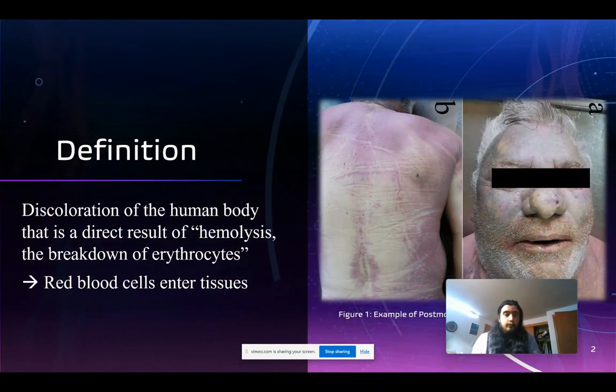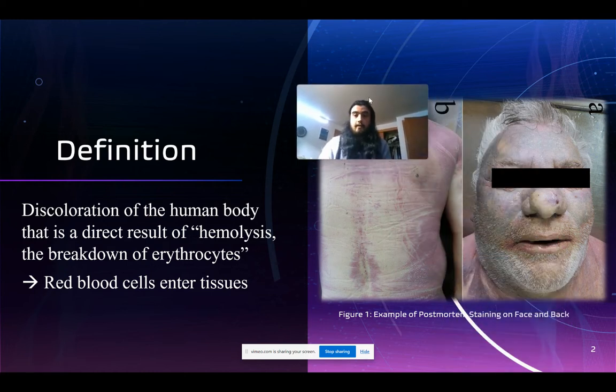By definition, postmortem staining is the discoloration of the human body that is a direct result of hemolysis, or the breakdown of erythrocytes. In other words, it's the breakdown of red blood cells. And these blood cells enter the tissues and eventually cause staining, such as in this example here.